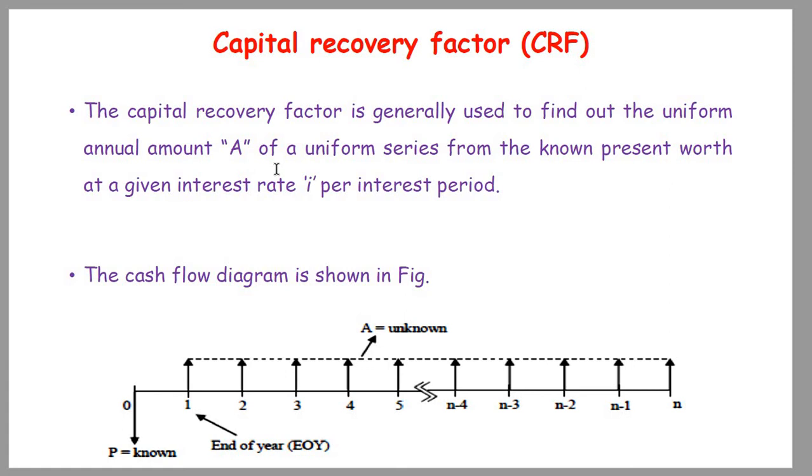Next is the capital recovery factor. So here the capital recovery factor is generally used to find out the uniform annual amount A of a uniform series from a known present worth at a given interest rate. So what we are going to calculate here is the A value, the uniform amount: how much can I get if I invest a known value of P at a certain known interest period along with the interest rate.